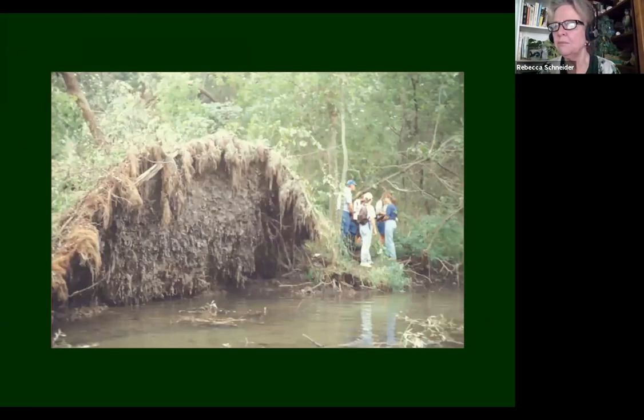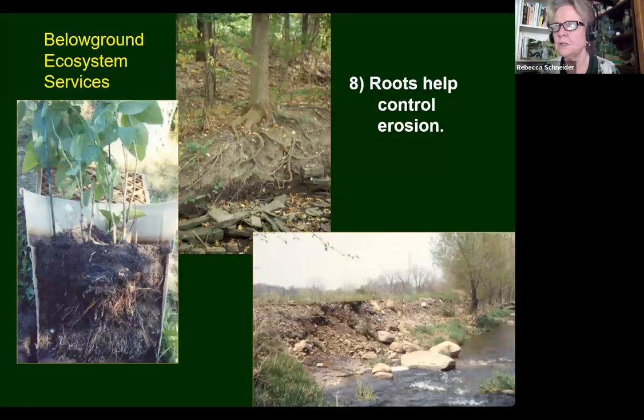There's the root system adjacent to a stream of a tree that's been knocked over. The roots are really critical to help reduce erosion along streams. So as we worry about water quality and sediment moving in streams, we want to have roots that will hold the sediment in place.